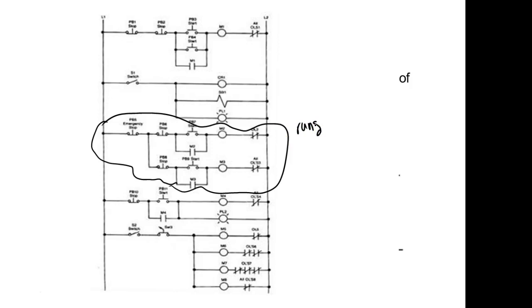Are we okay? So notice all these different circuits. So this would be a circuit right here. Everybody okay? That makes sense? Any questions?